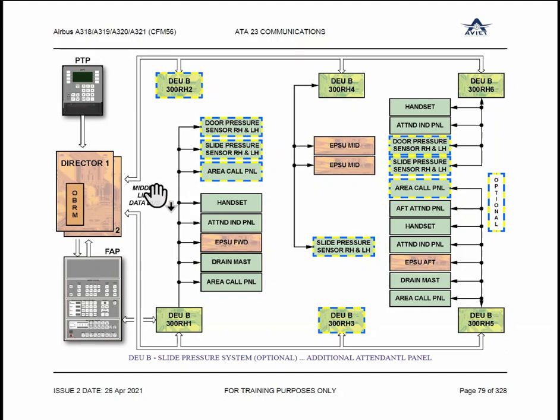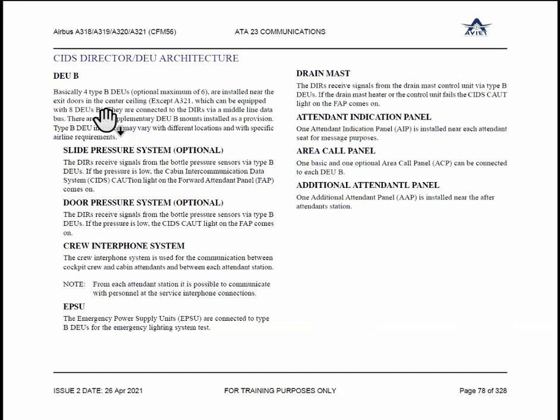Okay. So this is all we talk about. 4 are installed, 6 is a provision. Near the exit doors, the 321 can be equipped with up to 8 DUBs, because the doors and emergency systems are more. Doors are more in 321. They are connected with the director by the middle line buses. They are not called top line buses. They're a similar kind of communication, but the nomenclature is different. They are called middle line buses. Okay.